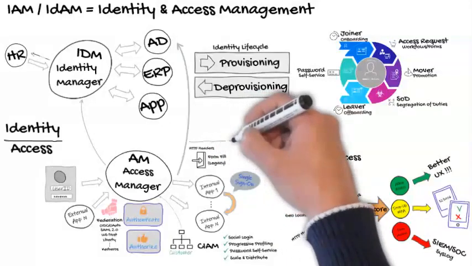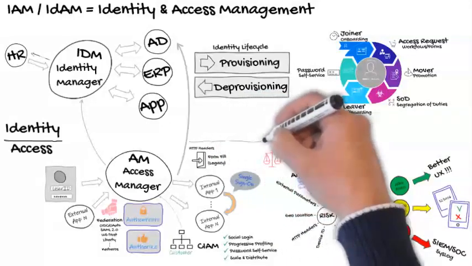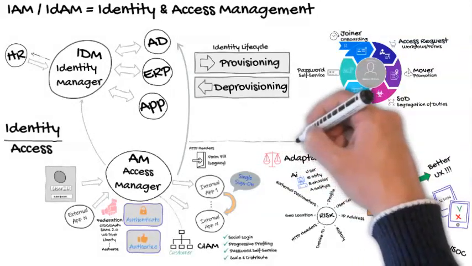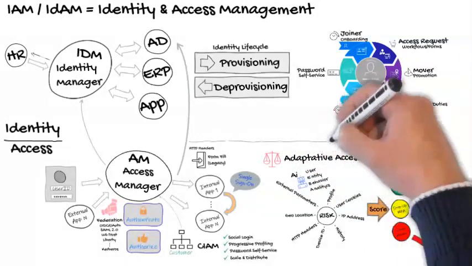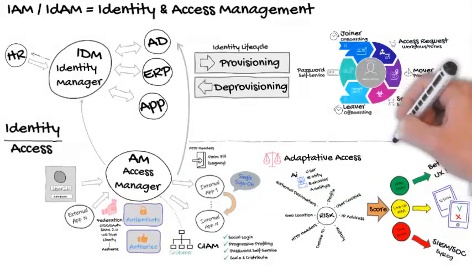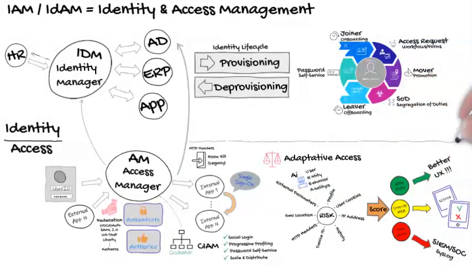This is a high-level overview of identity and access management. I hope now you can differentiate what the priority is for your company: to automate the provisioning process or improve the security of the authentication and authorization process.